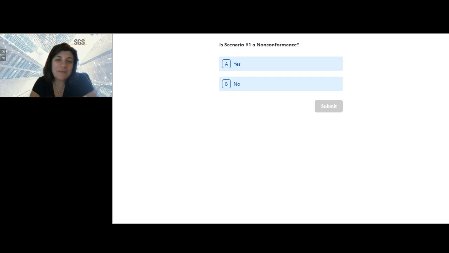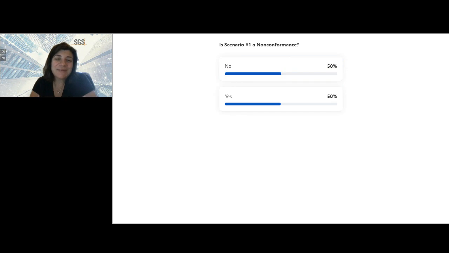Okay, let's see. Oof. Oh my gosh, this is almost an equal split. So yes, it is a non-conformance. It's non-conforming to the requirement.